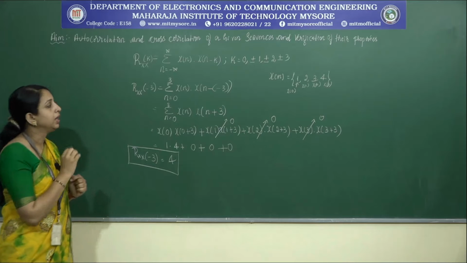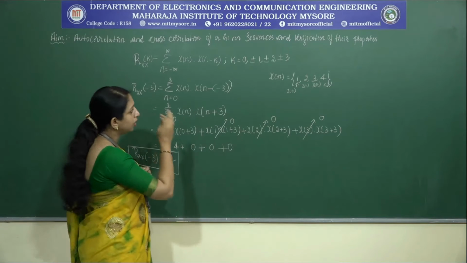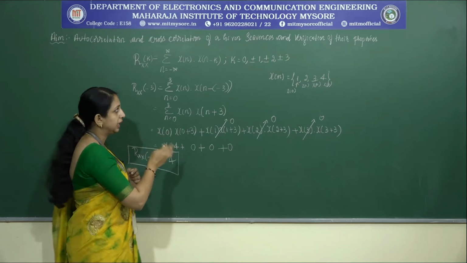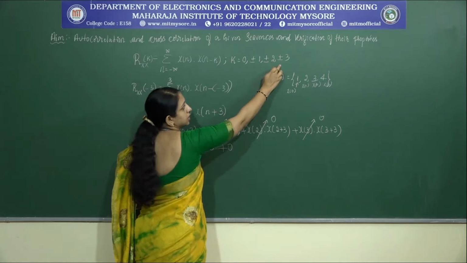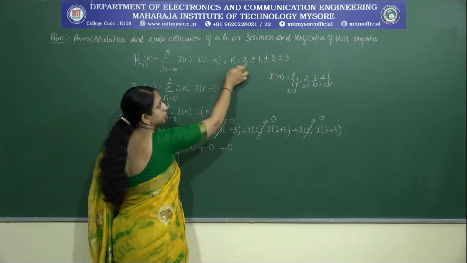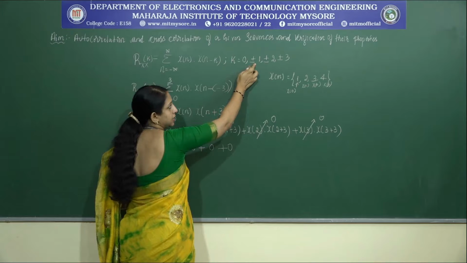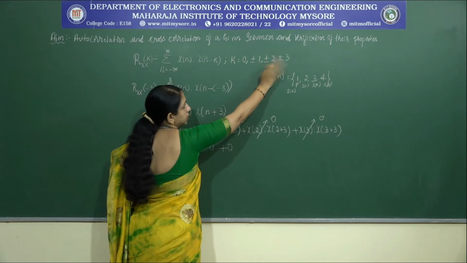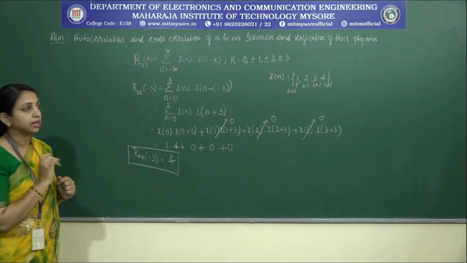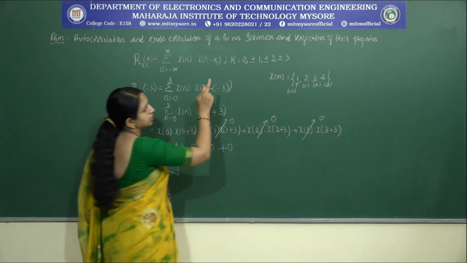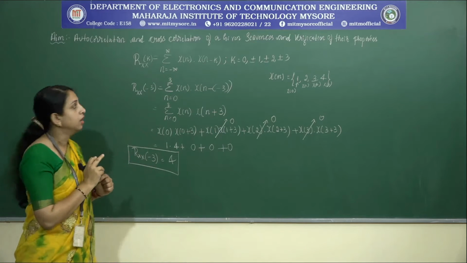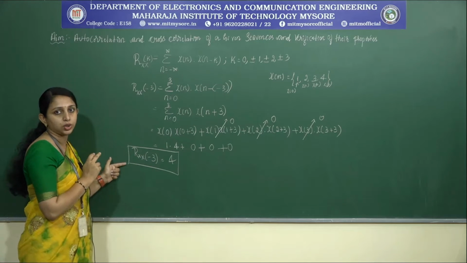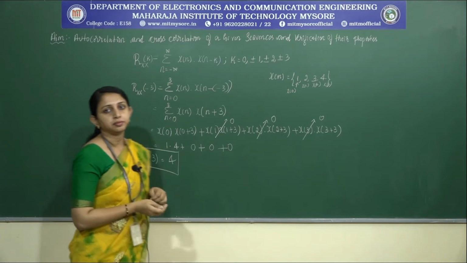In this way, you need to solve all the values of k, that is minus 3, minus 2, minus 1, 0, plus 1, plus 2, plus 3. So totally you need to get 6 plus 1, that is 7 outputs for this particular equation.